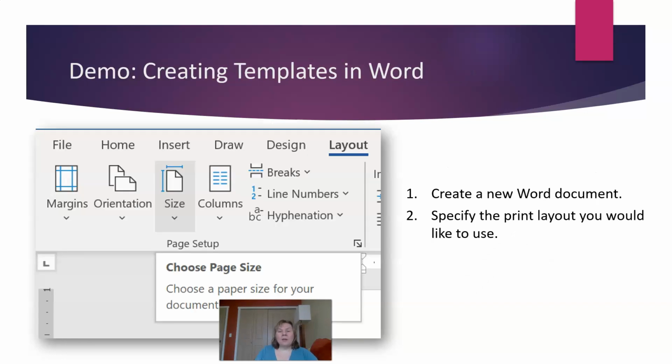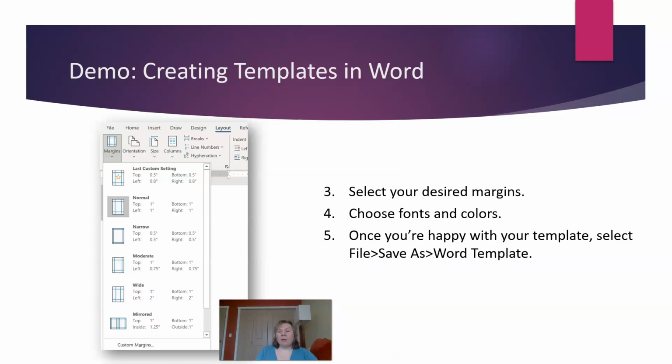So for example, if you want to create a content block you want to use as a template in Word, you would create a new document and then specify, for example, the print layout you want to use. You would make your choices there, your margins, your fonts and colors, so you can make all the specifics that you want. And then once you're happy, you then actually just save it as a Word template as opposed to keeping it as a doc. And that means whenever you want to, you can open that template and create some new content and have all those presets loaded for you.